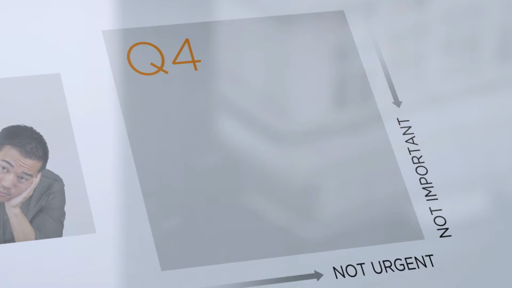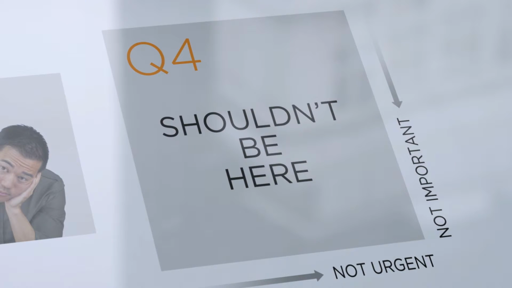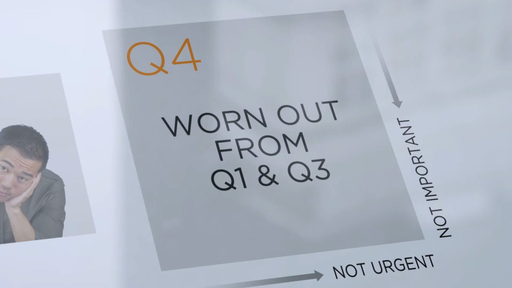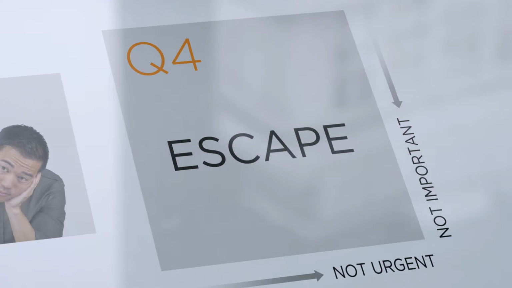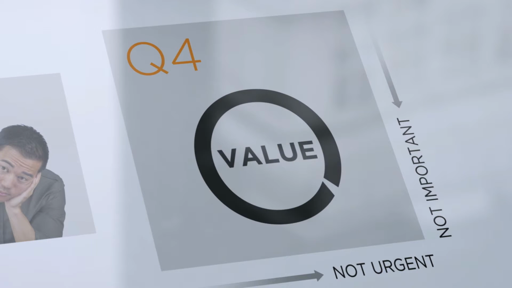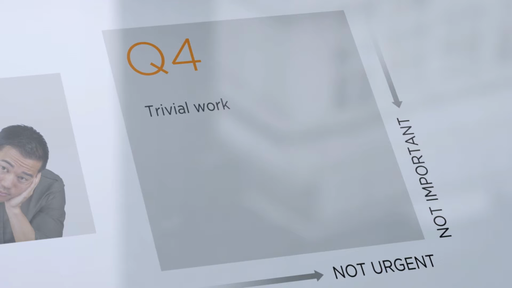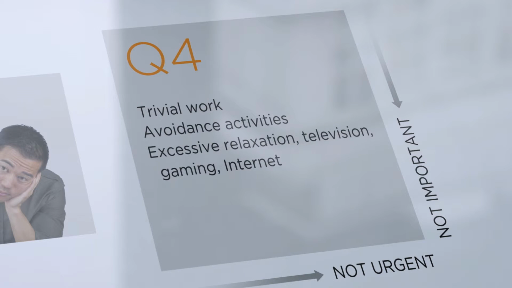Quadrant 4 is for things that are neither important nor urgent. We really shouldn't be here at all, but we often get so worn out spending time in quadrants 1 and 3 that we go here as a way to escape. This is a place where we shut off our brains and don't do anything of value. Here we find trivial work, along with excessive television, gaming, internet surfing, gossip, and other time wasters. We call this the quadrant of waste.